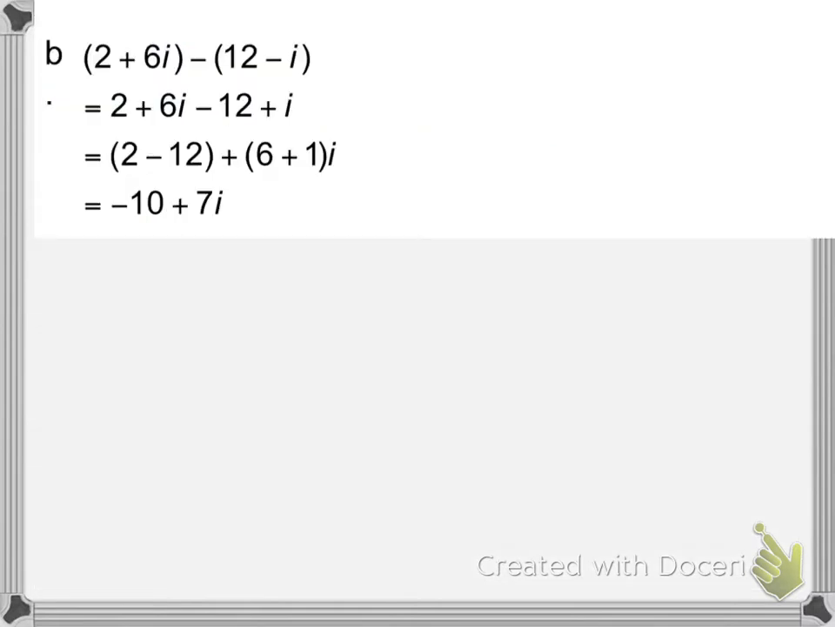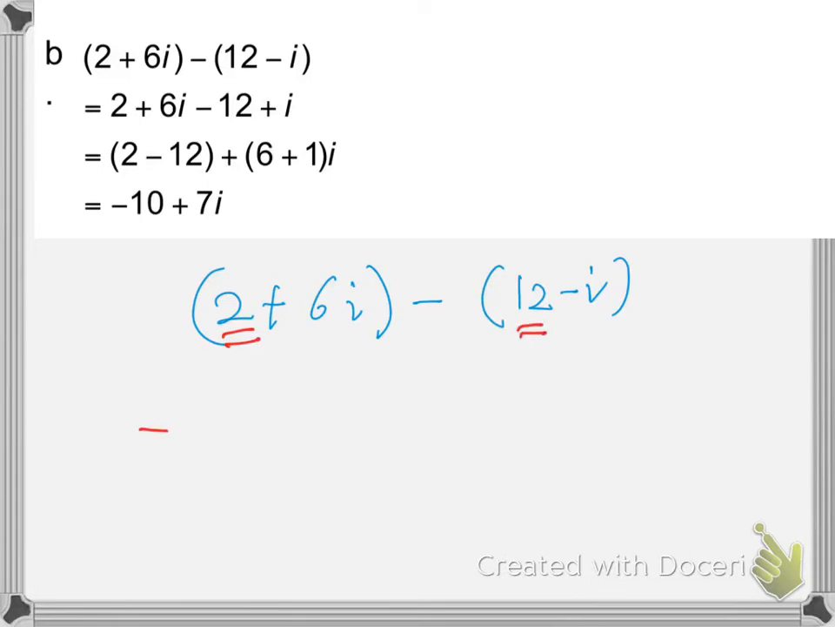Okay, so now let's look at this subtraction example. So we have 2 plus 6i minus 12 minus i. So the real part is 2 here, this is 12. So the subtraction is for the real part and imaginary part separately. So the real part is 2 minus 12, and between them we put plus.